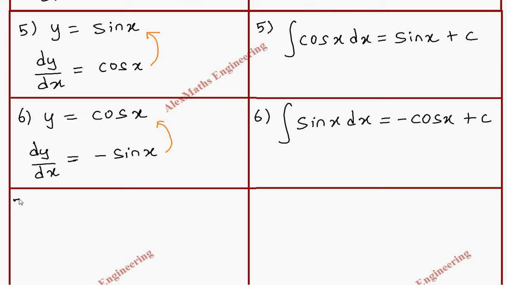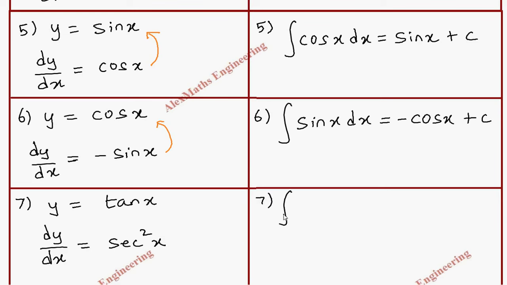The next formula, suppose y equal to tan x, then its differentiation dy by dx is secant square x. So the integration of secant square x dx is, from this we take the reverse and that gives tan x plus c.